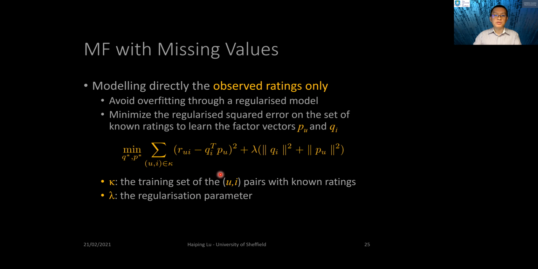The second term, lambda, is a regularization parameter, and this is to prevent overfitting. So we regularize what we want to estimate, Q_I and P_U. There is a penalization on the size of the norm of P and Q.